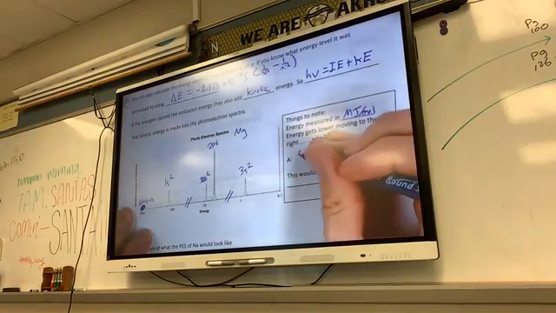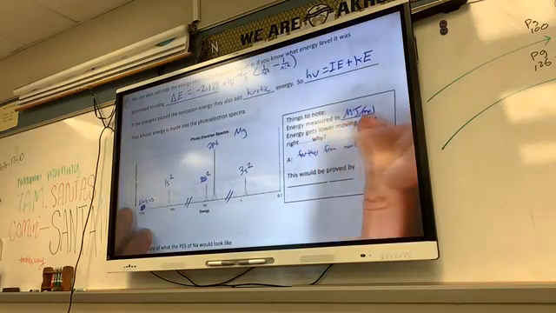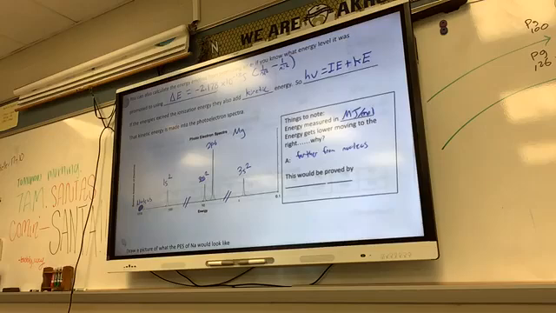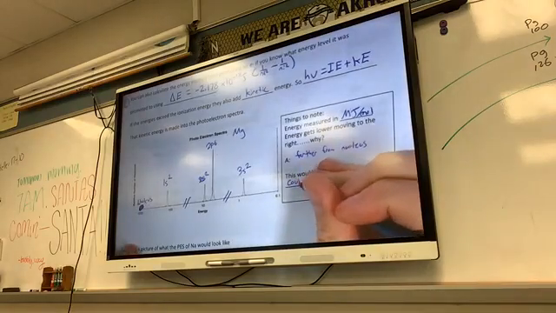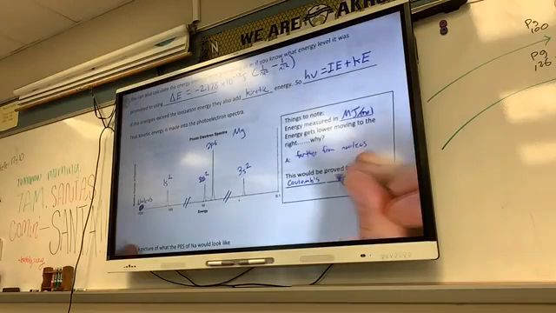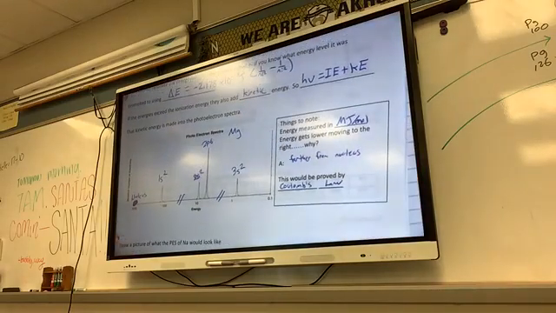Because I am farther from the nucleus. And this is proved by what? Coulomb's law. Because Coulomb's law says the closer together, the higher the energy. Higher charge, higher energy. The farther apart, the lower the energy.